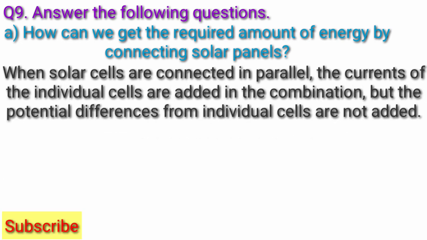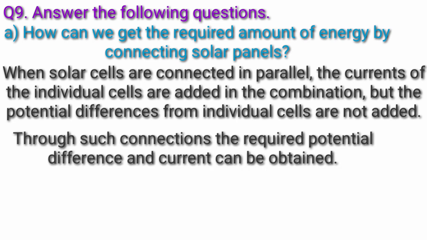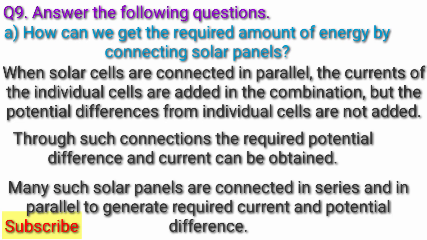When solar cells are connected in parallel, the currents of the individual cells are added in the combination, but the potential differences between individual cells are not added. Through such connections, the required potential difference and current can be obtained. Many such solar panels are connected in series and in parallel to generate the required current and potential difference.